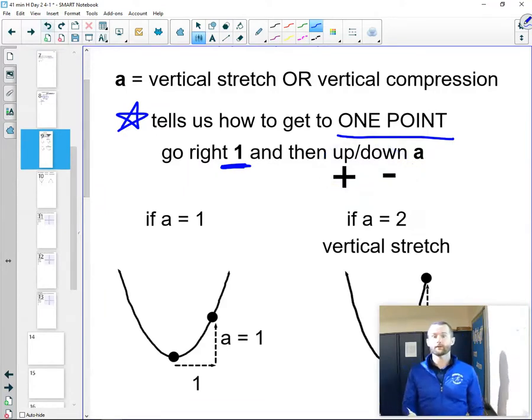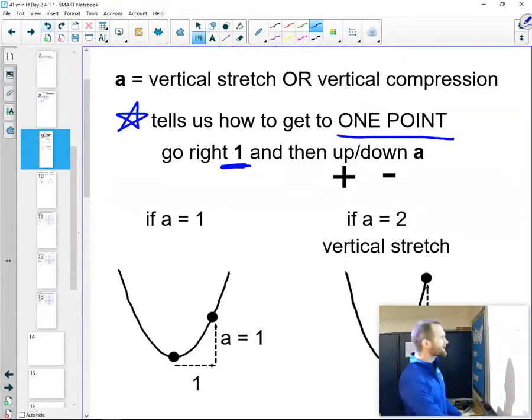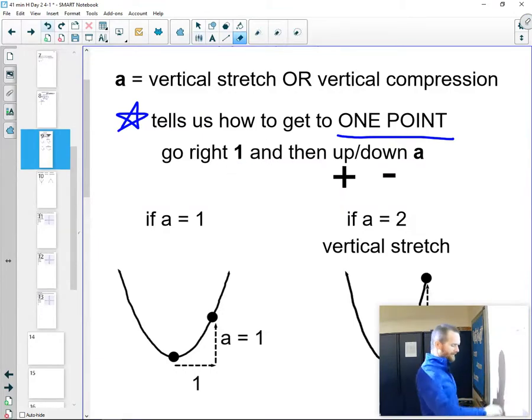So if a is positive 3, after we go right 1, we go up 3. If a is negative 5, after we go right 1, we go down 5. But no matter what a is, we always go right 1. Now let's see how that looks with some brief examples here.